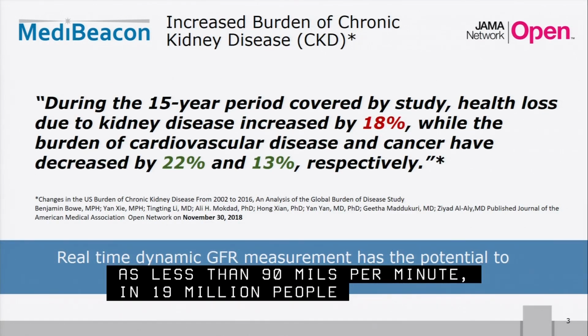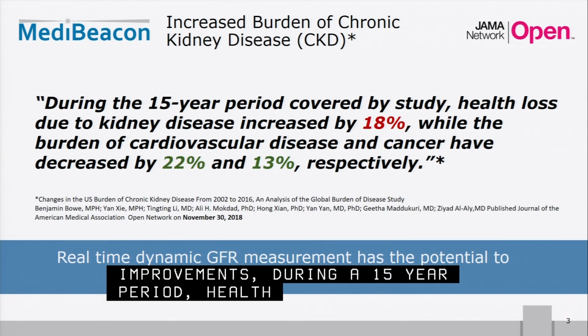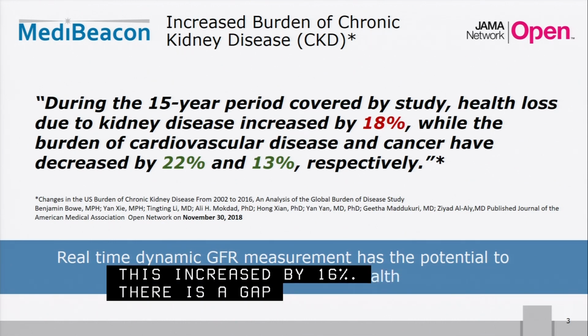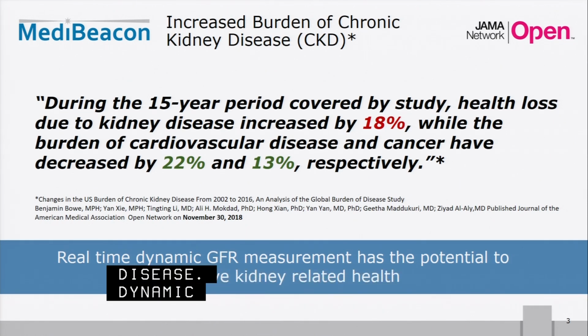While there has been a significant improvement in outcomes in patients who have cardiovascular disease and cancer, during the 15-year period covered by this study in JAMA, health loss due to kidney disease increased by 18%. So there is a gap in the improvement for patients who have acute and chronic kidney disease, respectively. A real-time dynamic GFR measurement at the bedside has the potential to improve kidney-related health in ways that I'll discuss in a minute.